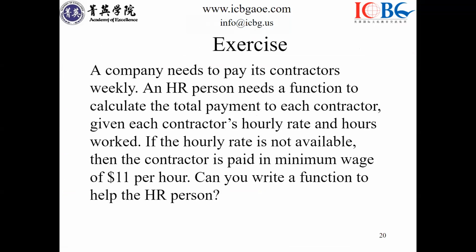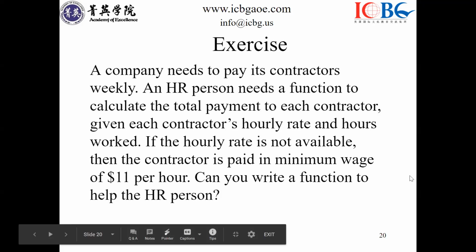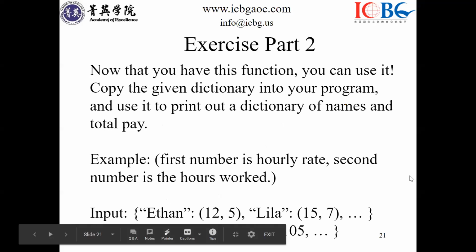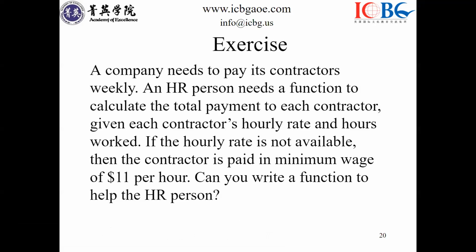So let's say a company needs to pay its contractors weekly. An HR person needs a function to calculate the total payment to each contractor, given each contractor's hourly rate and hours worked. If the hourly rate is not available, then the contractor is paid a minimum wage of $11 per hour. Can you write a function to help the HR person calculate how much each employee needs? Basically, the function should take the hourly rate and the hours worked, and then return the total amount that the person should be paid. And if the hourly rate isn't passed in, then the contractor is paid a minimum wage of $11.